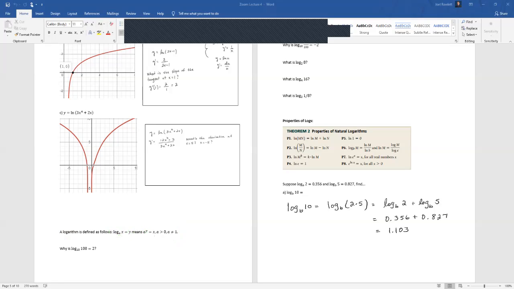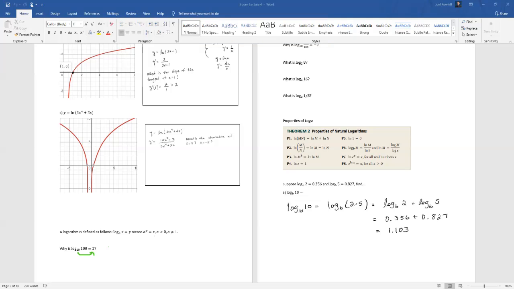So let's take a look at this. Here I have log base 10 of 100, and it says it's equal to 2. Well, the reason that's equal to 2 is because if you take this base of 10 and raise 10 to the power of 2, you get 100.